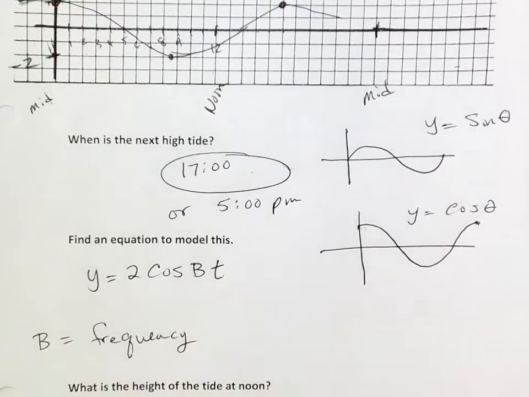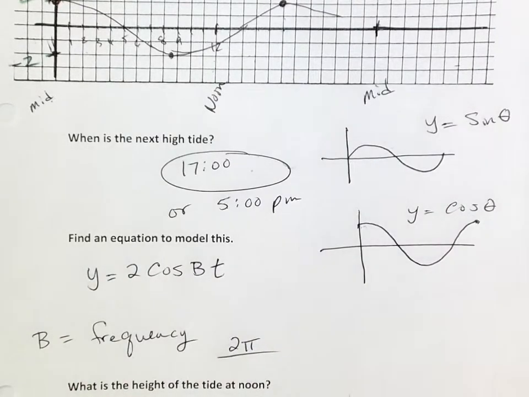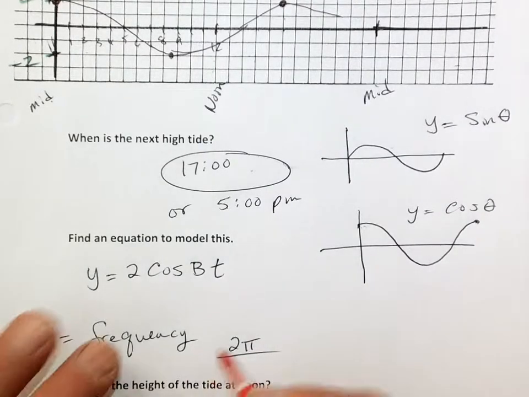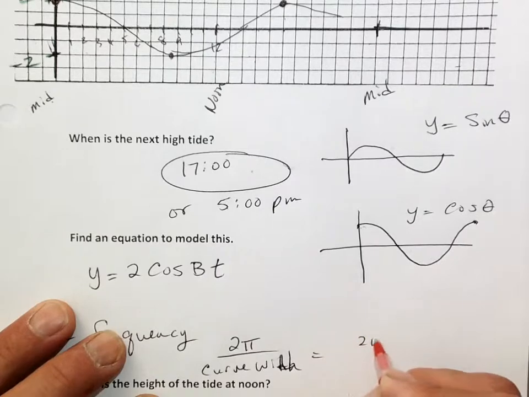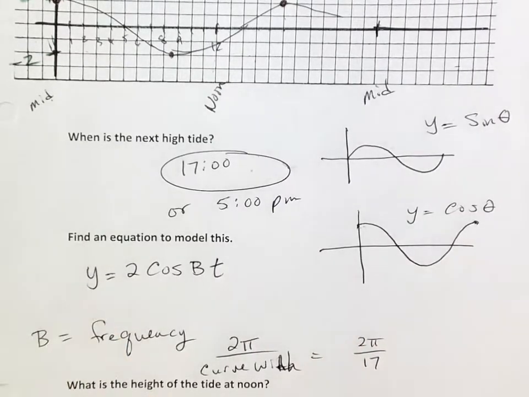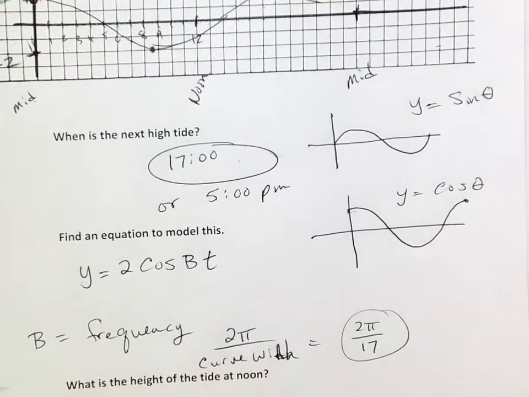So what you do is you take your 2 pi, so B is again our 2 pi divided by our curve width. So for us, it's going to be 2 pi divided by 17, and that's our frequency, okay? So our frequency is 2 pi over 17. So you just take 2 pi, which is the standard width, and you just divide it by the width of the curve.